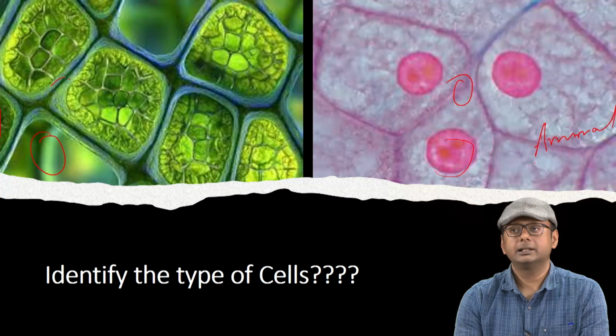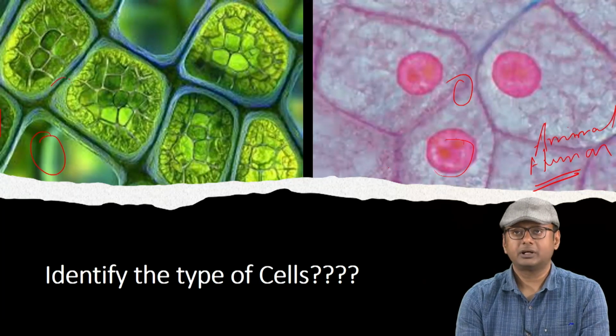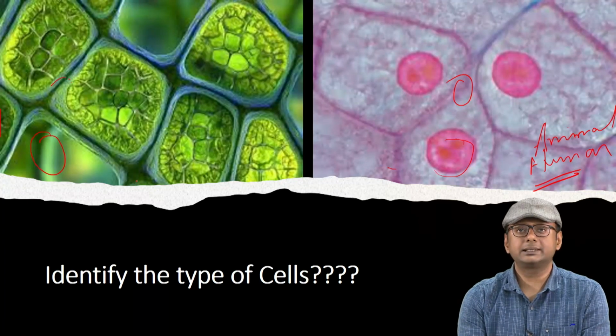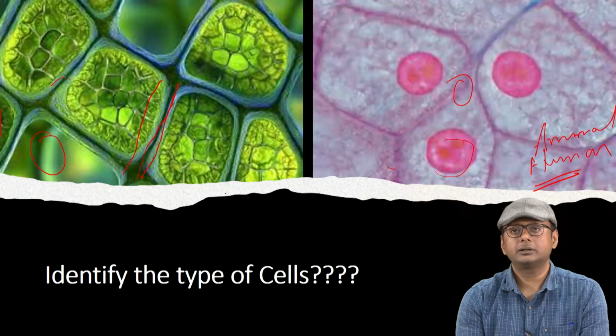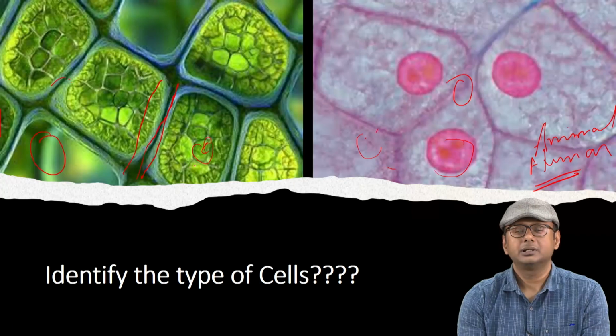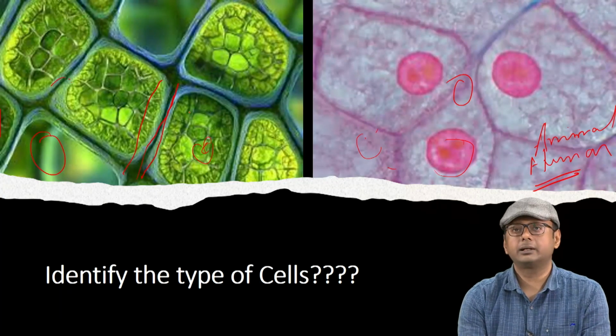So basically on the right side we have a human cell or an animal cell, and on the left side you can see a thick cell wall, right? No obvious round-shaped nucleus is present. So it's clear that this type of cell, which has a cell wall, is a plant cell.